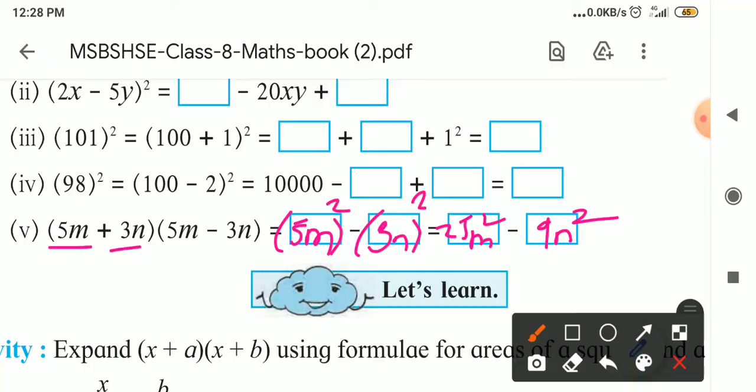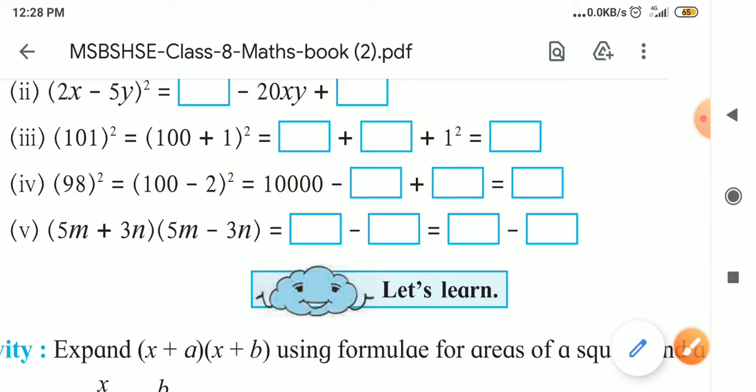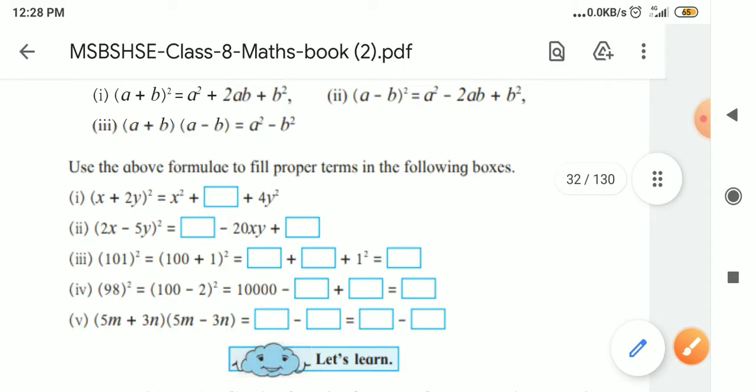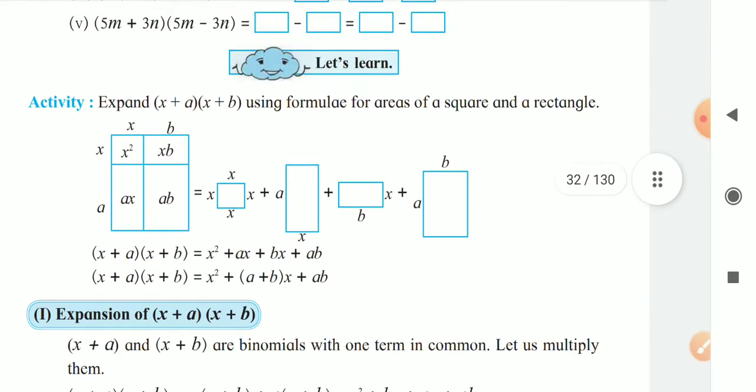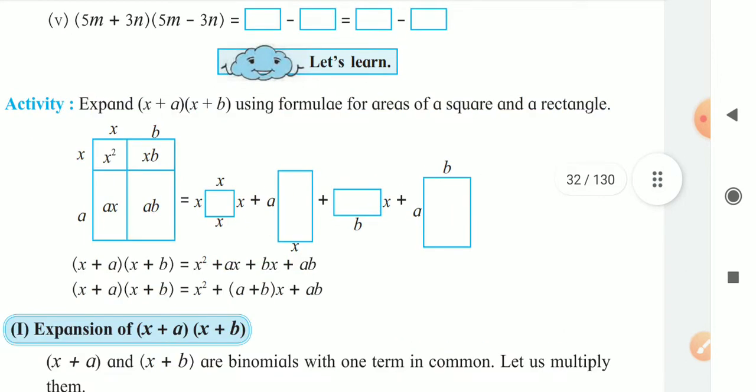In the previous year we studied and solved examples based on these formulas, and this is the factorization of a plus b and a minus b, which means a square minus b square. So here we studied and practiced these expansion formulas. Now we have to use them to expand, which is the question.